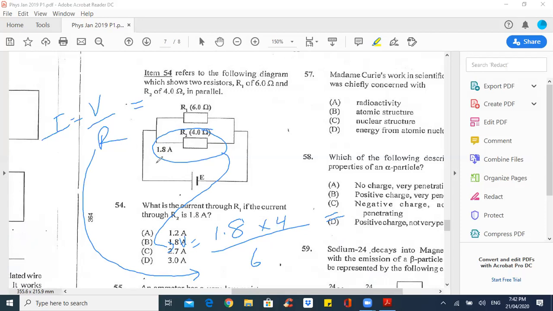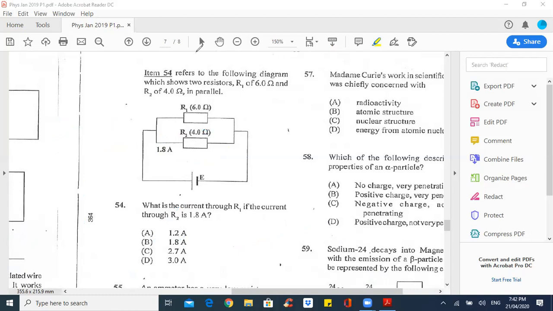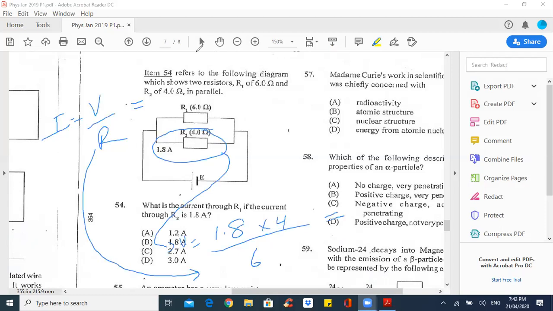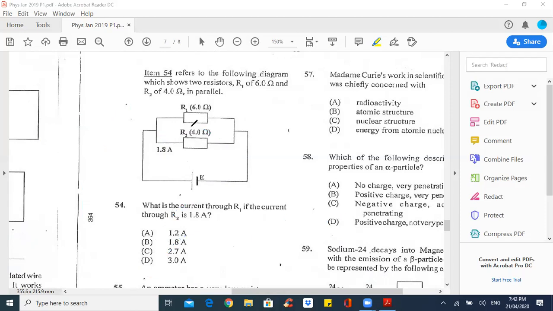Good? So 1.2 is your answer. So that's 54, which is A.